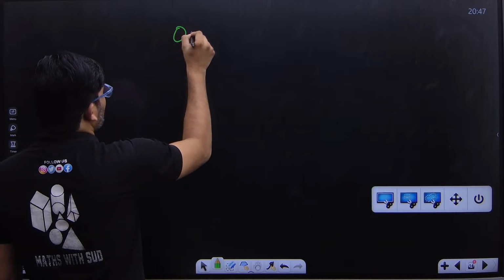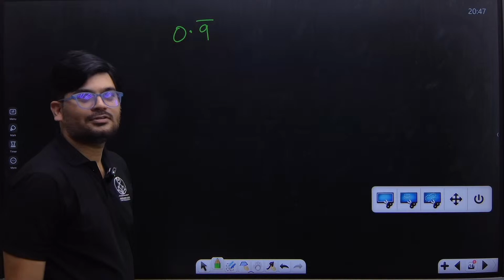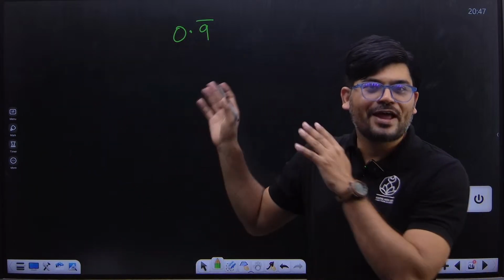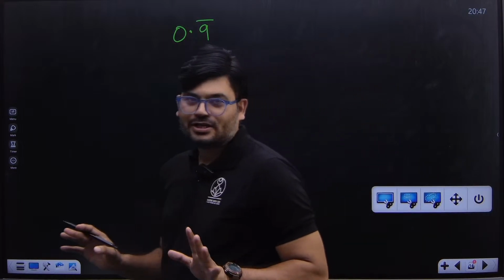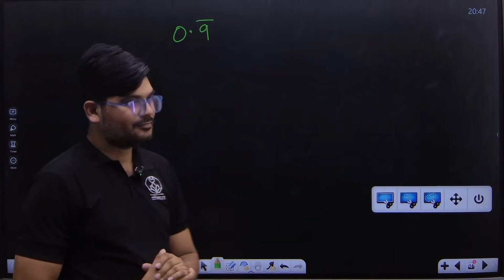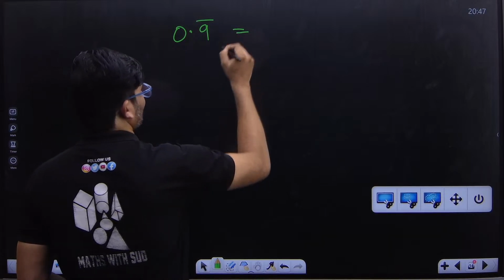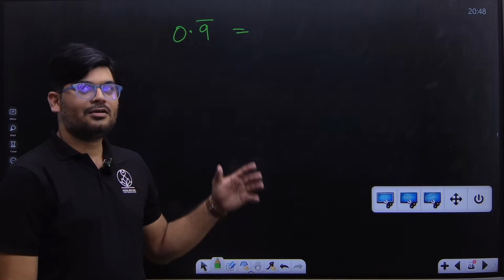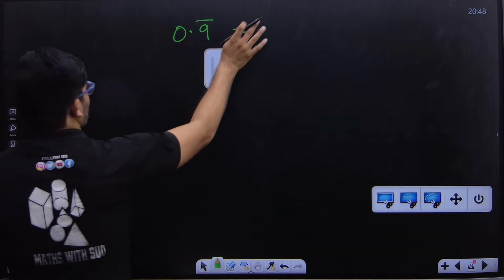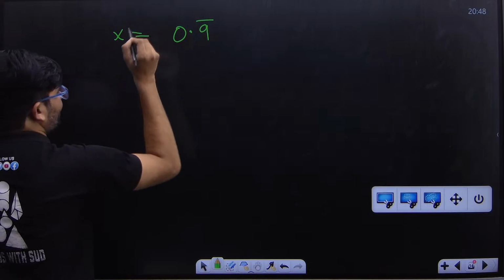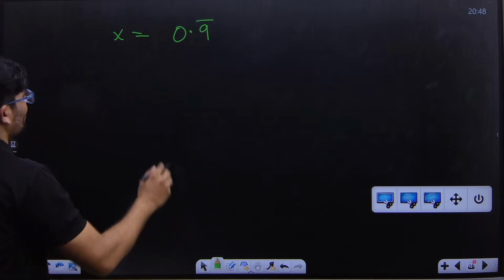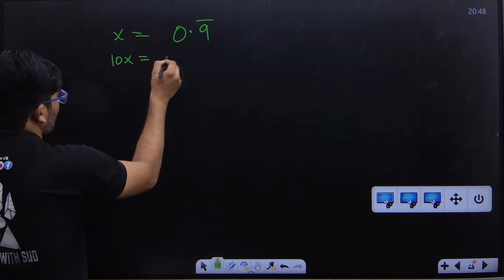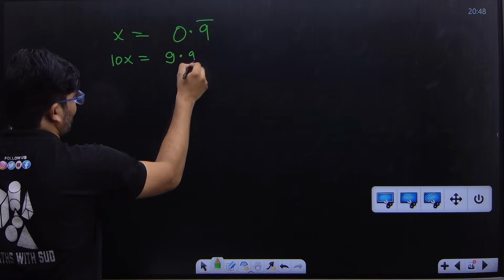You know, 0.9 bar. If I ask you what is 0.9 bar in fraction form, can you guess what it will be? 0.9 bar, x is equal to something over 9. See this, so you can take it as x, right? So 10x will be equal to 9.9 bar. Are you getting it?